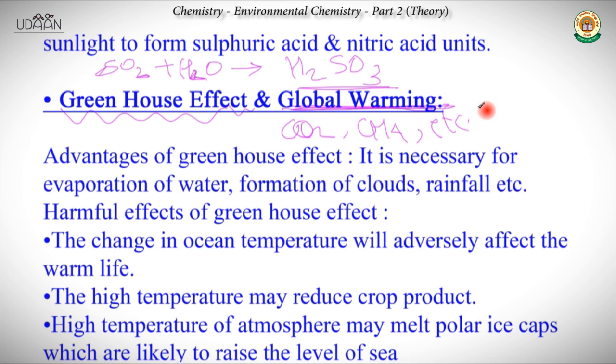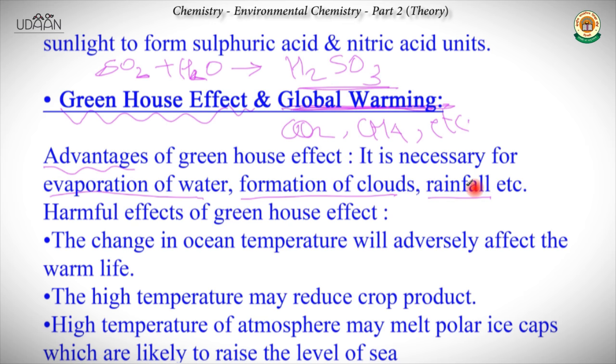They trap the heat and cause global warming, that is, globally warm up the Earth. They catch the heat in them. Now, global warming has various advantages as well as disadvantages. So, first we'll discuss the advantages. Now, global warming is necessary for evaporation of water, formation of clouds, rainfall, etc.